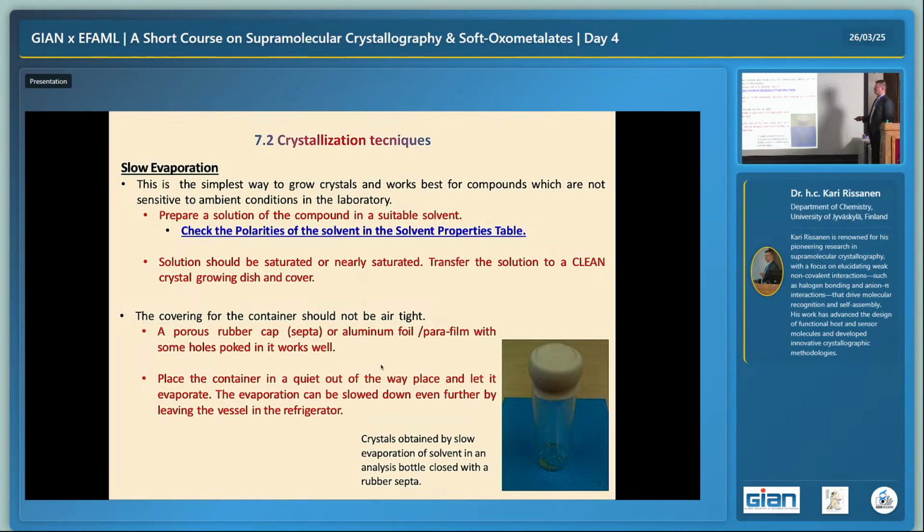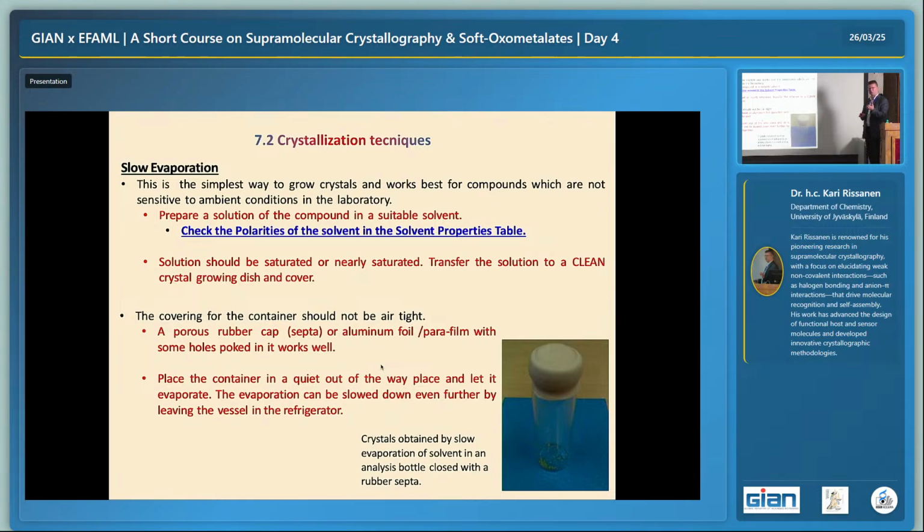And then you can slow it down very simply. So if it's an open tube, it goes faster. If you take a test tube and put ether in there, it goes quite fast. But what you can easily do, you just cover it with something. You can put a glass plate in there, or a rubber septum, or anything. You can put aluminum foil and make small holes in there. Everything is allowed just to control the evaporation rate.